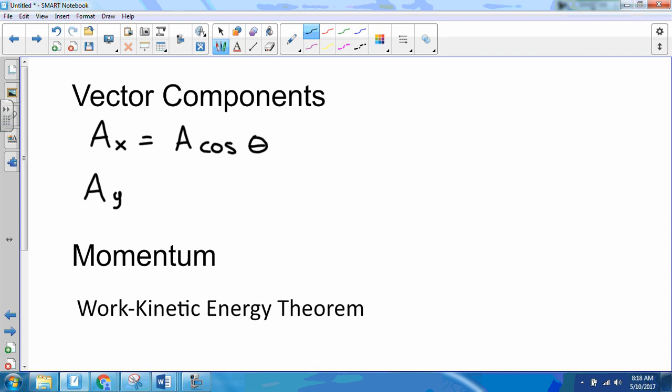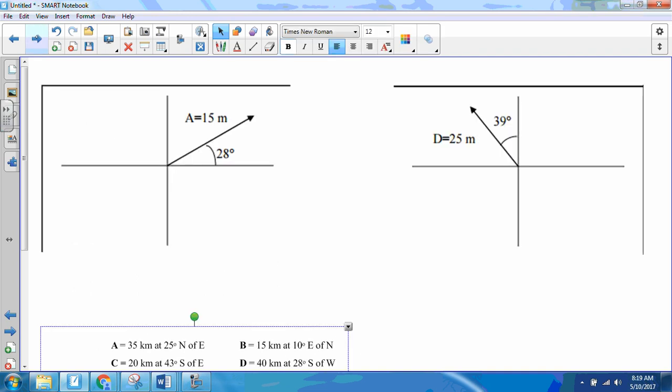So AX is the magnitude of vector A times cosine of theta, which is the angle between the x-axis and the vector, the positive x-axis. AY is just going to be A, again the magnitude, the number part of the vector, times the sine of the angle between the positive x-axis and the vector. So I have a couple examples that we're going to run through. And we're going to break these parts into components.